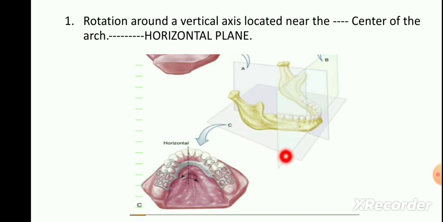Rotation around a vertical axis. This is the vertical axis located near the center of the arch. This is the center of the arch. Rotation around the vertical axis located near the center of the arch. This movement is in the horizontal plane. Number C is the horizontal plane here. And the movement in the horizontal plane is in the vertical axis, which is located near the center of the arch.